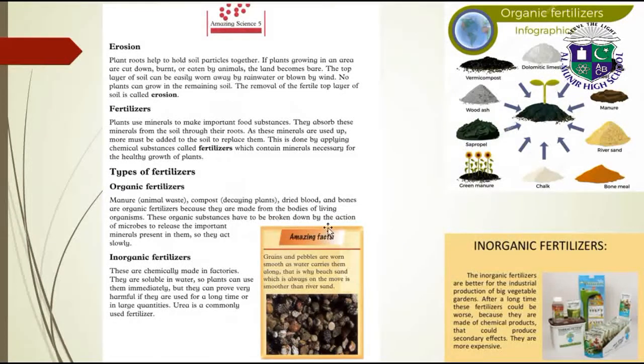Here, students, we have an amazing fact: grains and pebbles are made smooth as water carries them along. That is why beach sand, which is always on the move, is smoother than river sand. Inorganic fertilizer, here we have this picture. Inorganic fertilizers are better for the industrial production of big vegetable gardens. After a long time, these fertilizers could be worse because they are made of chemical products.